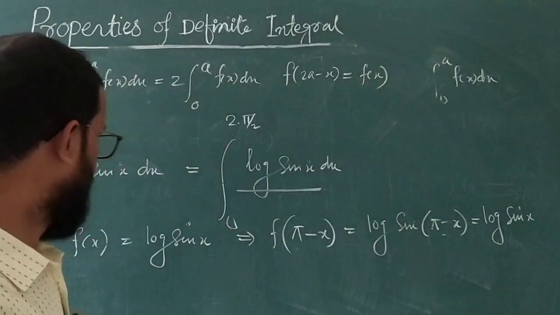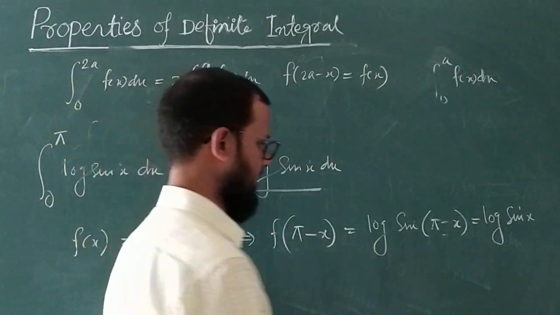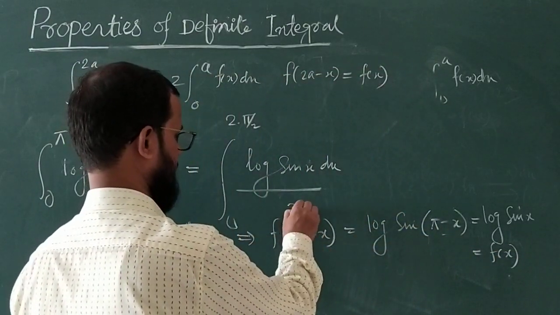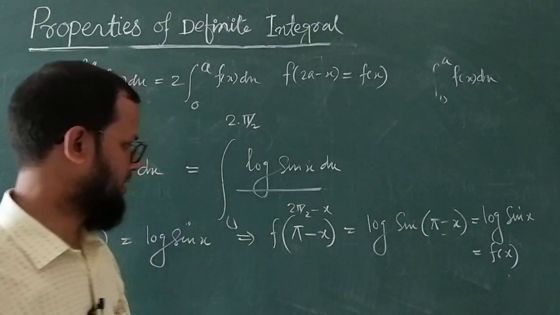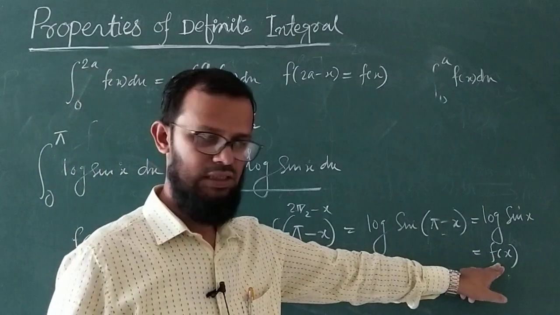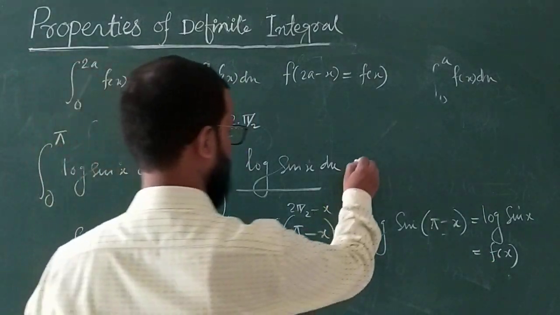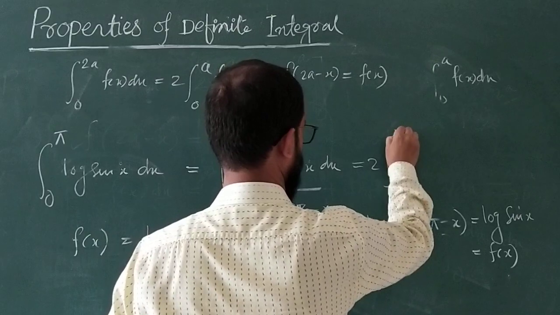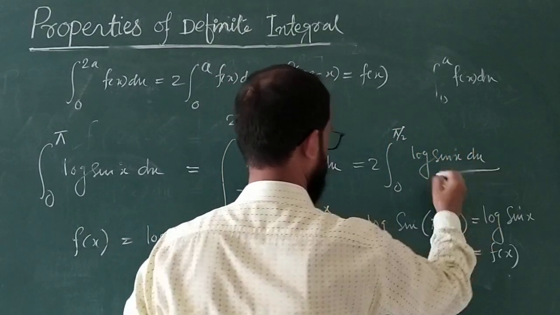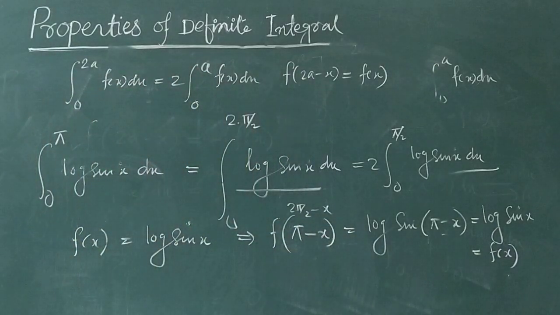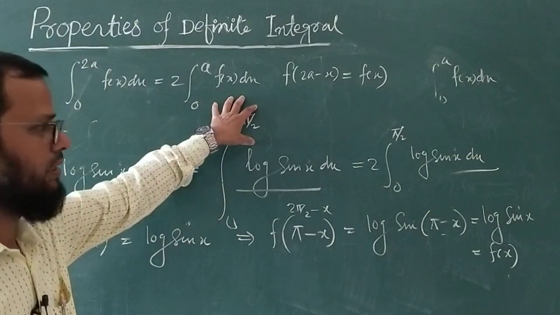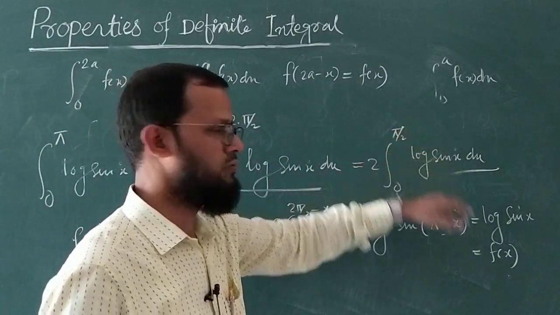Understood? So finally what we get? f of (pi minus x) is equal to f(x). And this pi is 2 into pi by 2 minus x. That means it is of the type 2a minus x. f of (2a minus x) is equal to f(x). So this integral can be written as 2 into 0 to pi by 2 log sin x dx. So in this way you can utilize the property to split the upper limit and make it like that, 0 to pi by 2.